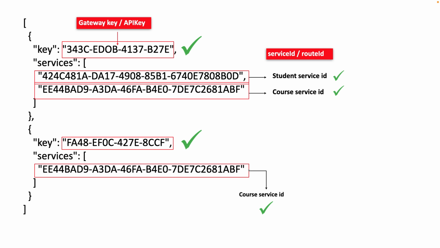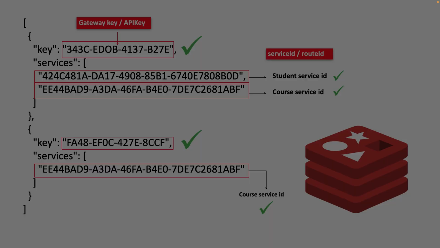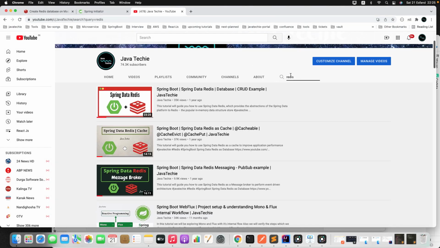Now you might have a question, where will you keep this API key and service ID mapping information, right? So here you have many options. You can use any in-memory database, but in this example I will use the Redis NoSQL database. Okay, no worries. If you don't know how to work with Spring Data Redis, I already covered this concept. Just go to my YouTube channel and search with the keyword Redis. You will find this tutorial. Okay, I will share the link in the video description so that you can refer to it.